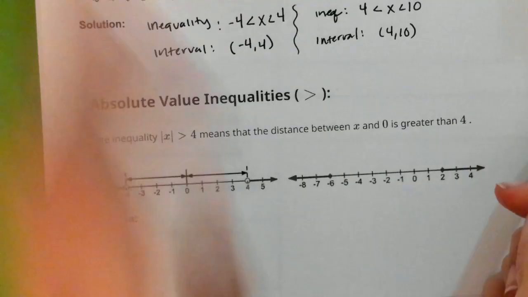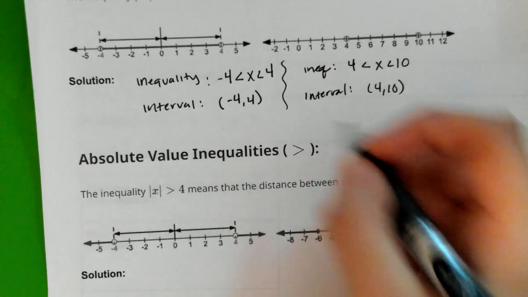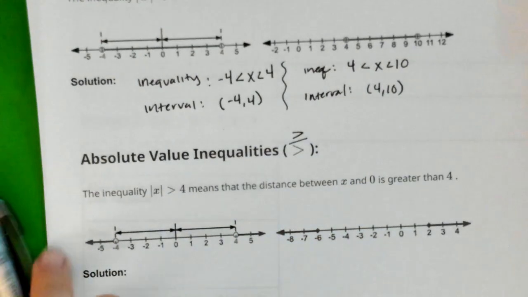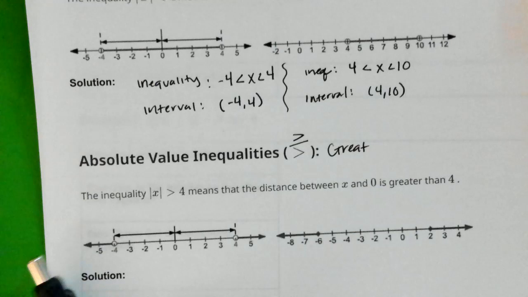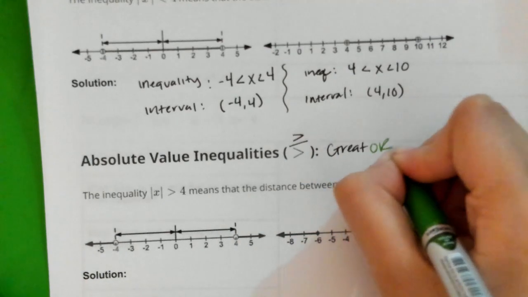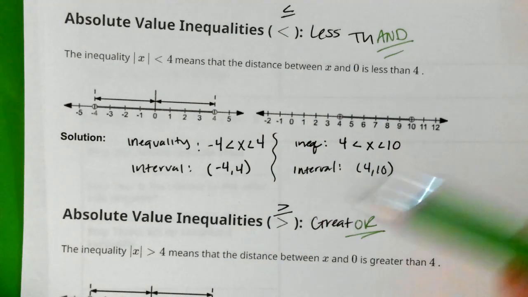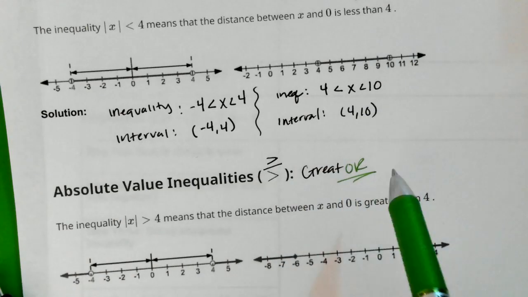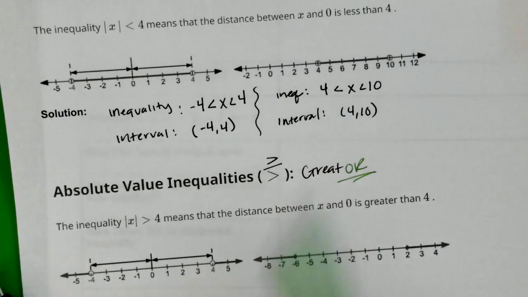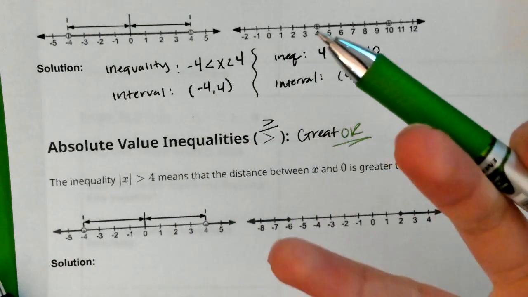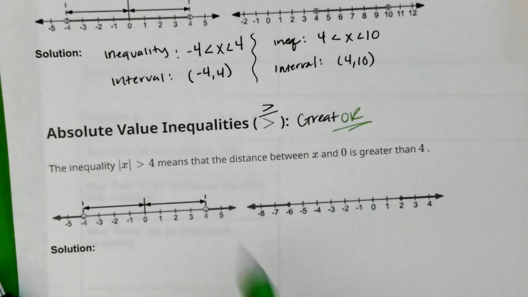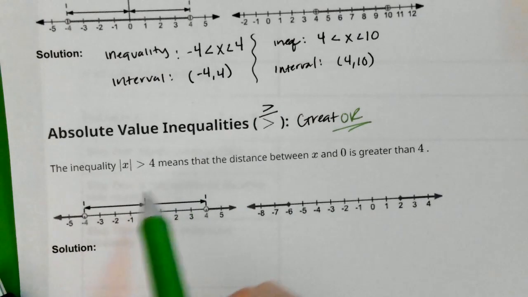Now we need to talk about an or case. We have an or case when we have greater than or greater than or equal to. One way to remember it is if we have a greater, we have an or case. Less than, and case, greater, or case. Very neat, very cool. So in this case, we're going to write our answers in a different format because it's telling us something different. So in this case, this is an or case.